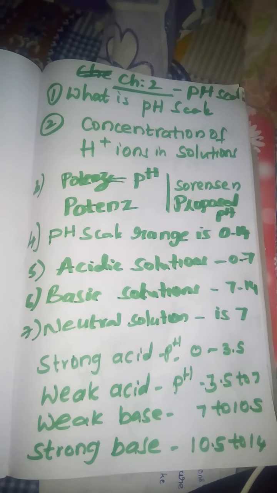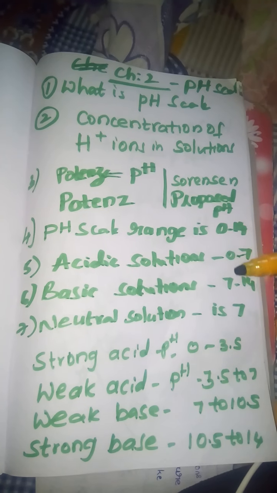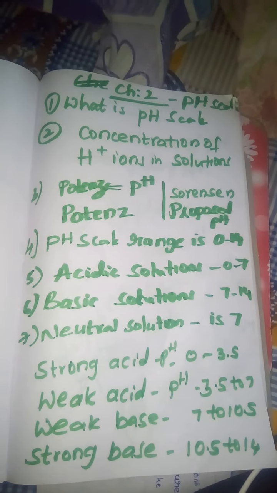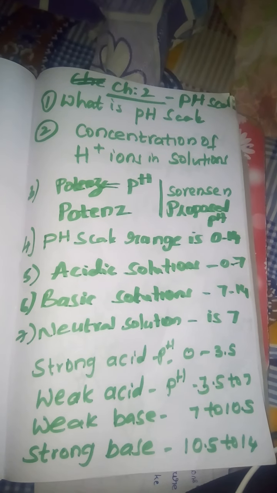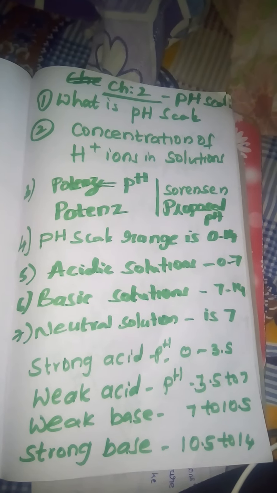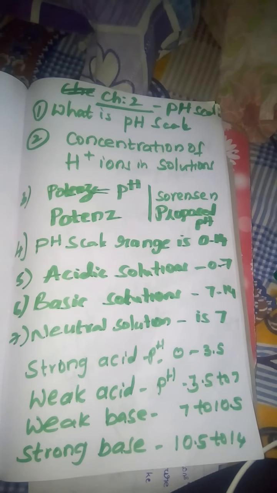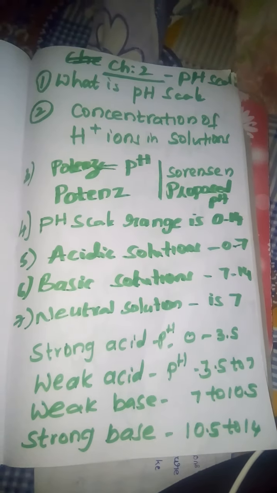It represents the decrease in H+ ion concentration or increase in OH- ion concentration in the solution. A pH value of the solution above 7 represents basic solutions.